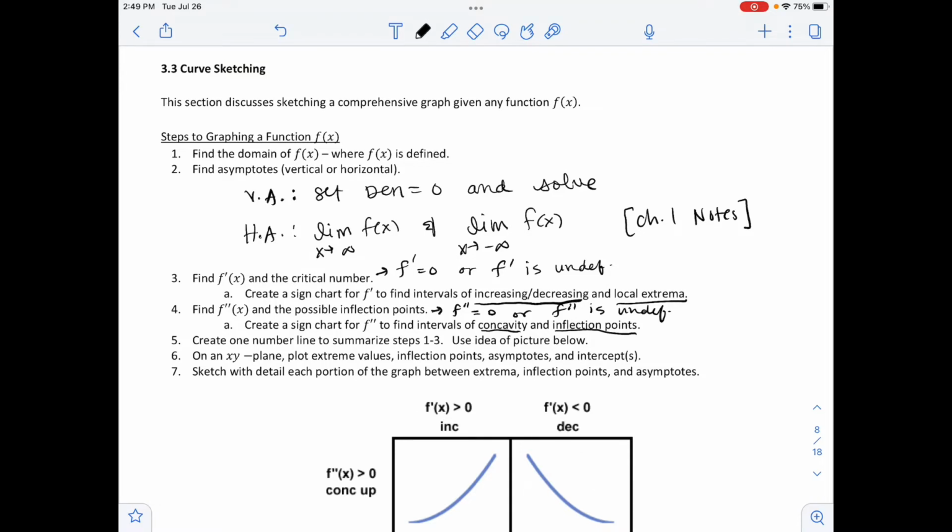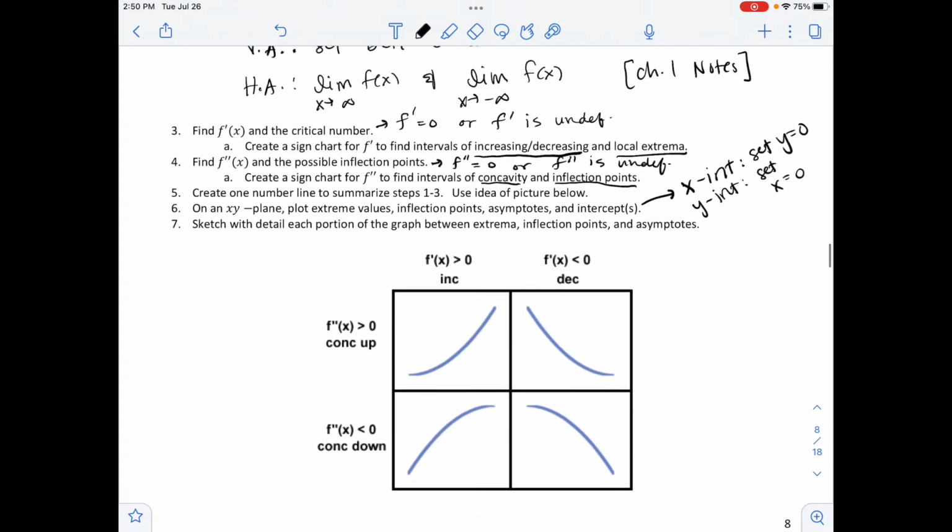Part 6 says on an xy plane, plot the extreme values, inflection points, asymptotes, and intercepts. And so from there, 7 says to sketch with detail each portion of the graph between the extremas and inflection points and asymptotes. And really quick, remember that to find your intercepts, again, this is back from chapter 1. To find an x-intercept, you set y equal to 0, and to find a y-intercept, we set x equal to 0 and solve for the other variable.